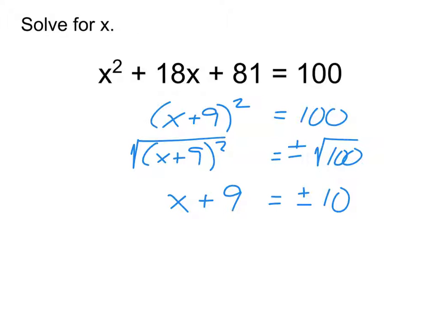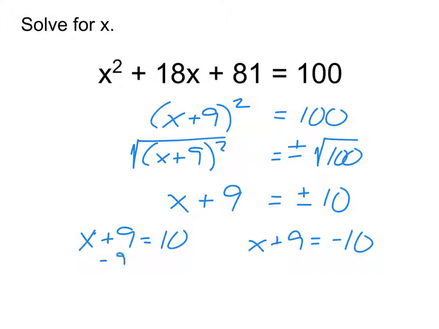All right, and then, like before, yes, I'm going to have to subtract the 9 to get the x by itself, but I don't want to do plus or minus 10 minus 9. That's weird. I'm trying to do two numbers minus one number. It's not quite right. So let's break it up into two separate pieces here. We're going to go x plus 9 equals 10. And we're going to do x plus 9 equals negative 10.